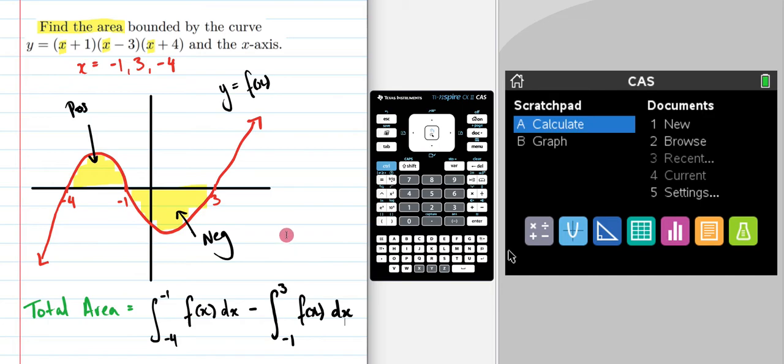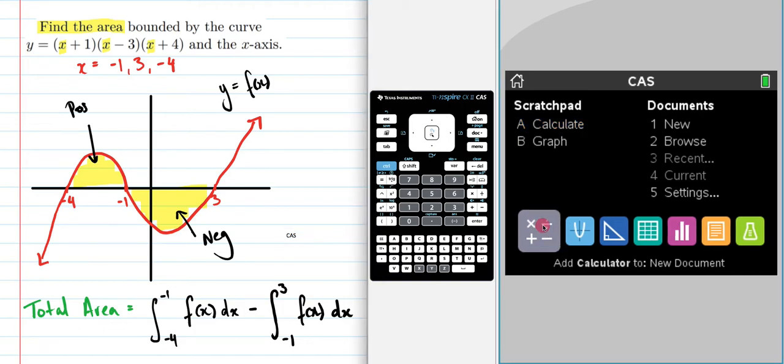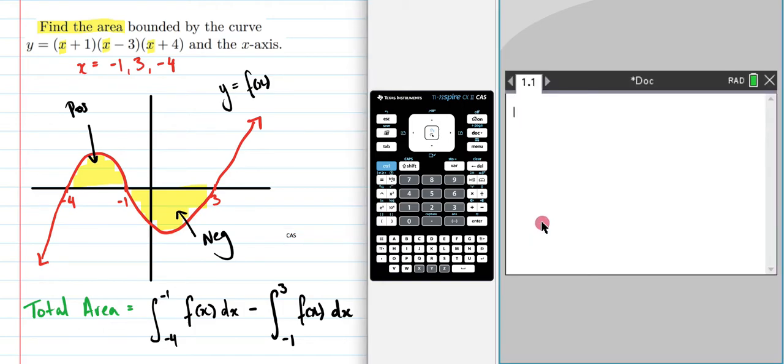Having done everything I needed to, I will now jump over and start using my CAS. Now, what should we do first? The first thing that I would do, and I think you should do this as well, is define what our function is. So define f of x as being (x + 1)(x - 3)(x + 4). Having done that, we've got that.